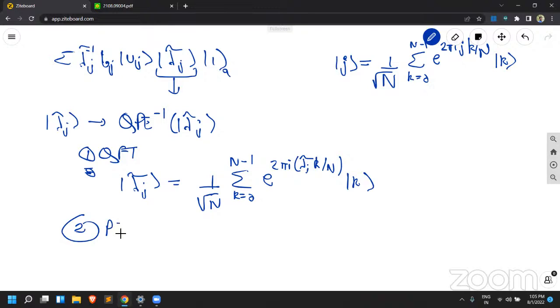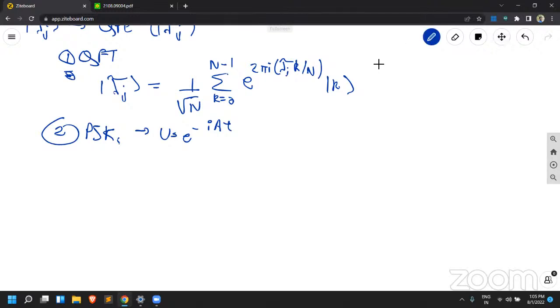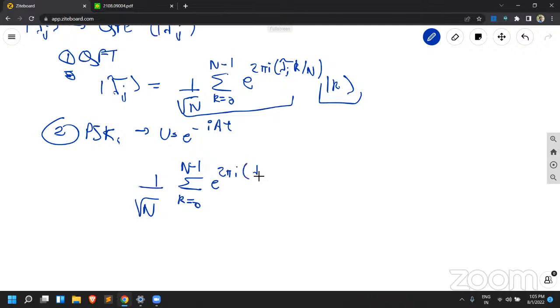Now we have to apply phase kickbacks, with u this time being the inverse of e to the power iota A t. So we know what happens when we apply phase kickback. We apply it on this part, the state k. This is a scalar part, so nothing will happen to it. It will remain as it is: summation from k equal to 0 to n minus 1 of e to the power 2 pi iota lambda j tilde k by n. And then you're applying u on k. So what you're going to get is summation over, let's say, y equal to 0 to n minus 1 of e to the power 2 pi iota. We were supposed to get phi in this case, right?